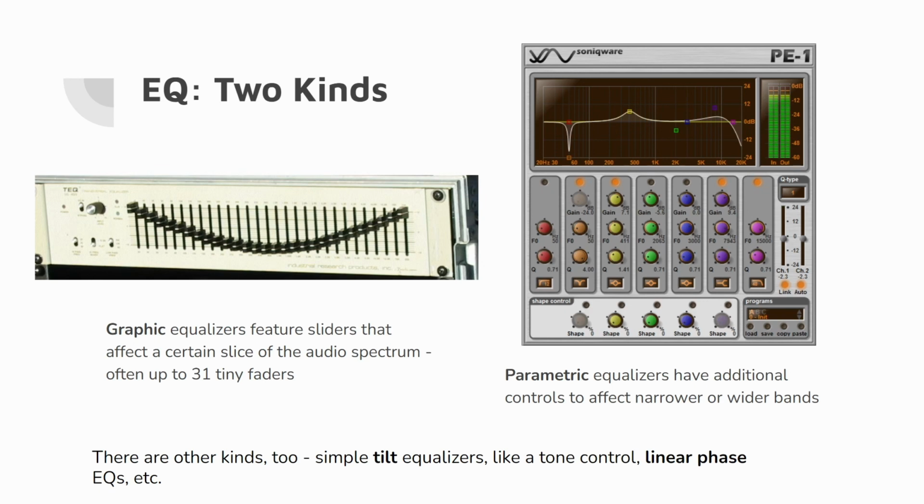Let's look at two kinds of EQ. We have graphic EQs, this cute little smiling friend over here on the left. They have sliders, and each of these sliders affects a certain slice of the audio spectrum. You might find rack-mounted ones that have 31 sections of an audio spectrum.